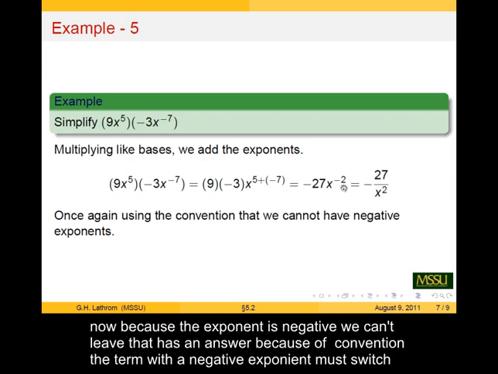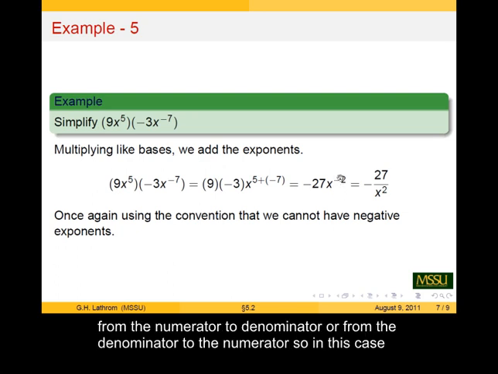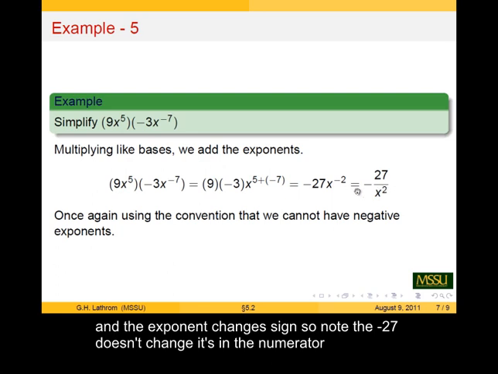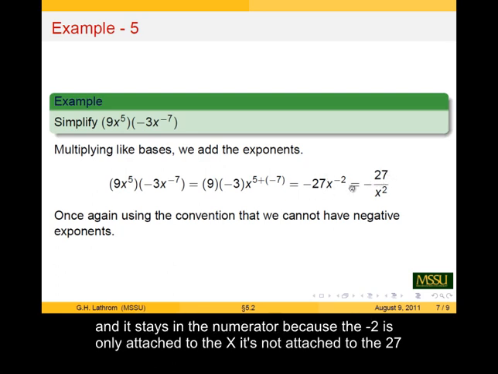Now because the exponent is negative, we can't leave that as an answer, so by our convention, the term with a negative exponent on it must switch from the numerator to the denominator, or from the denominator to the numerator. So in this case, the x to the negative 2, the x goes to the denominator, and the exponent changes sign. Now note that the negative 27 doesn't change. It's in the numerator, and it stays in the numerator because the negative 2 is only attached to the x. It's not attached to the 27.